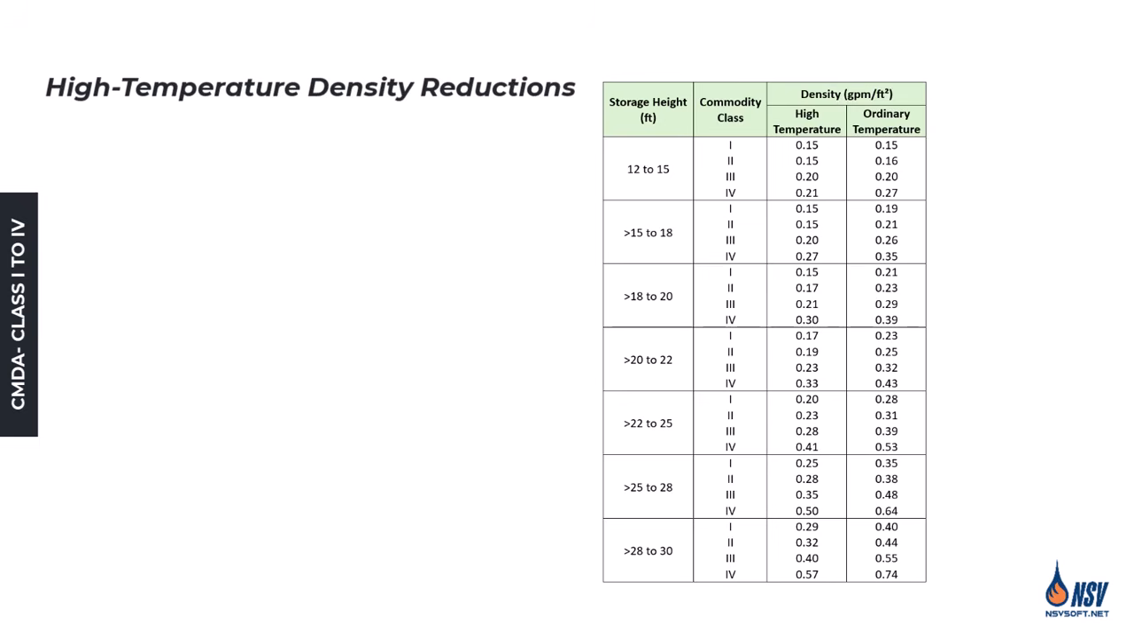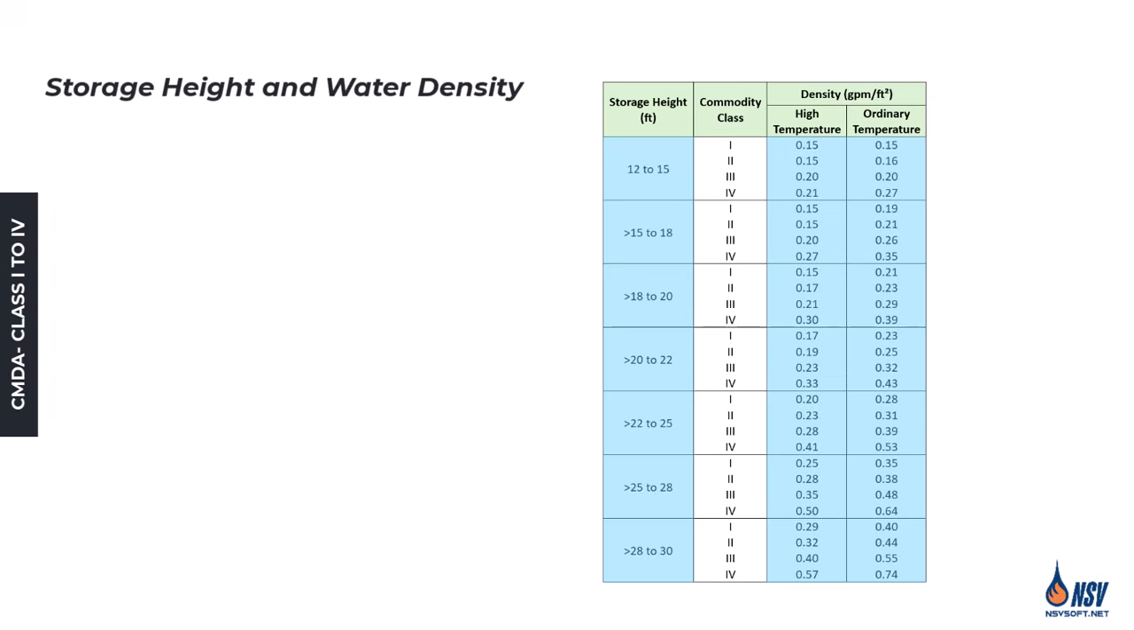First, in most cases, the densities required for high-temperature sprinklers are lower than those for ordinary temperature sprinklers. We have already reviewed the reason for this. Second, as storage height increases, the required density also rises.